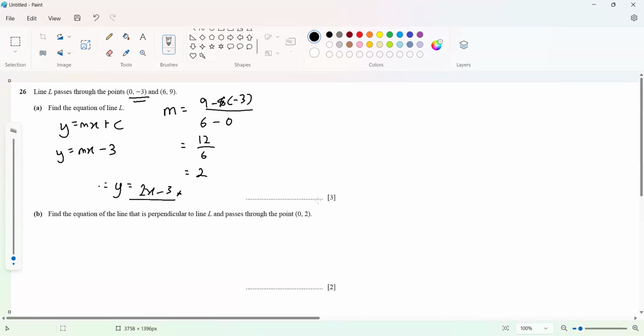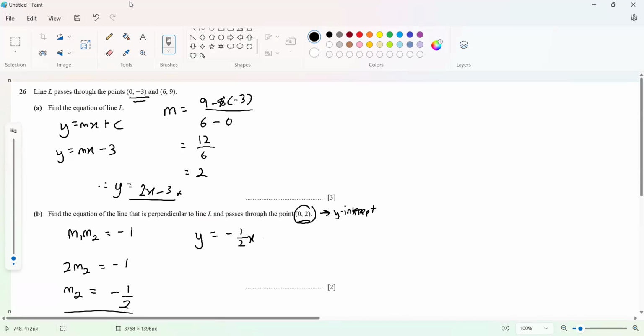For part B, find the equation of the line that is perpendicular to L and passing through the point 0, 2. Perpendicular to L means that m1 times m2 equals negative 1. So 2 times m2 equals negative 1. The gradient of the perpendicular line will be negative 1 over 2. If you don't want to show this working, you just need to state it, because you just need to flip the gradient and place a negative sign on it. They told you that it passes through 0, 2. 0, 2 is also a y-intercept, so your work is cut out for you already. So it's just y equals negative half x plus 2. And that's it. So that's all for paper 2-1.